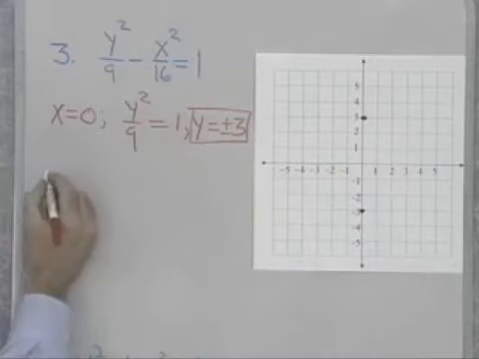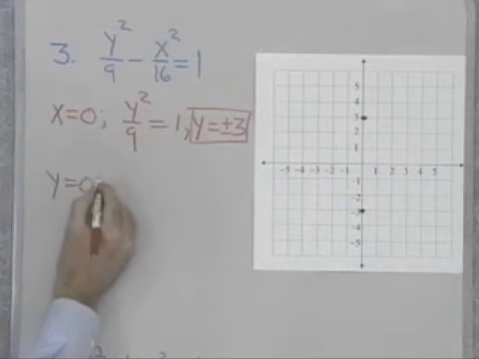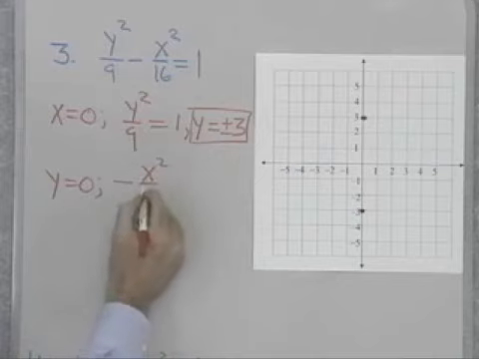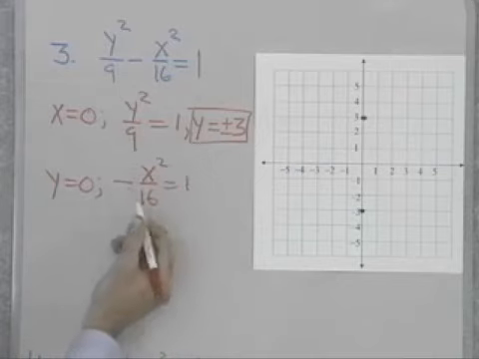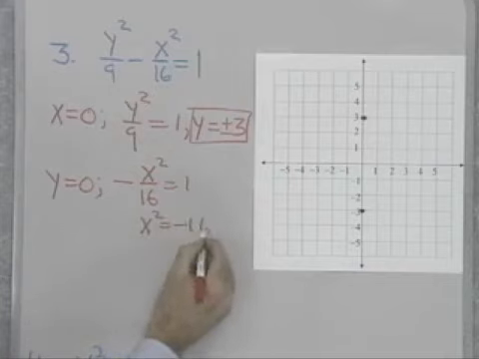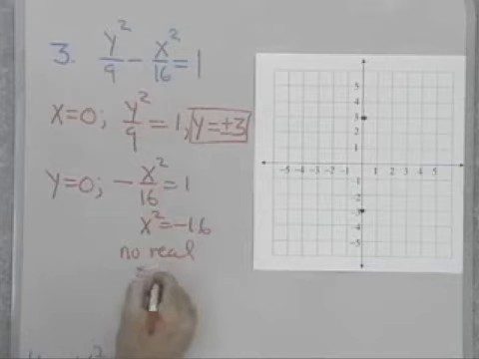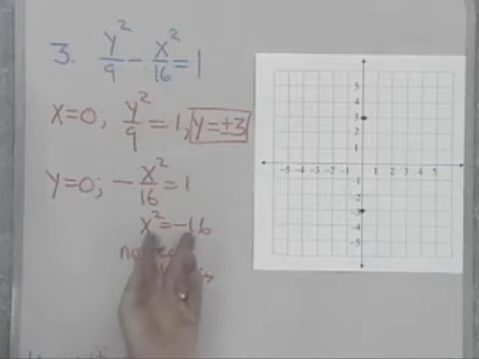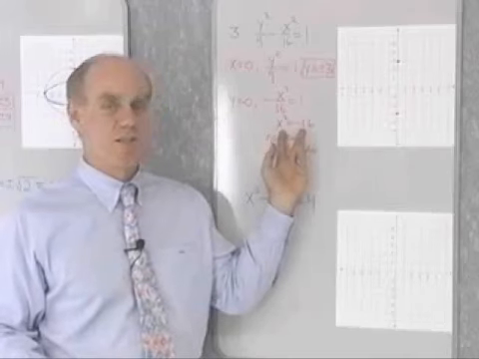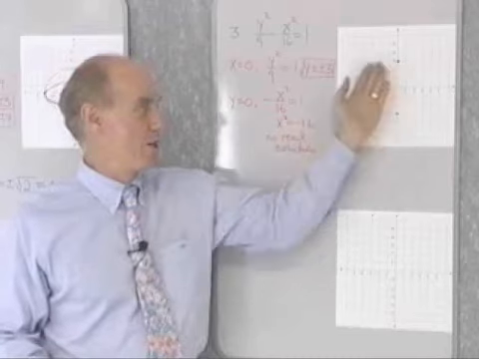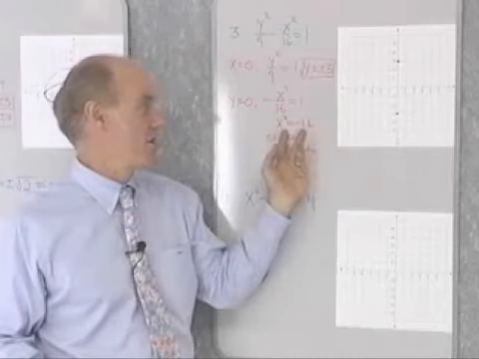Now if I let y be equal to 0, just to check and see if I have any x-intercepts, I get negative x squared over 16 is equal to 1. Multiply both sides by negative 16, and we have x squared equal negative 16, which has no real solutions. So there's no x-intercepts. If I solve x squared equal negative 16, I get complex solutions, so I can't use those in my rectangular coordinate system here.